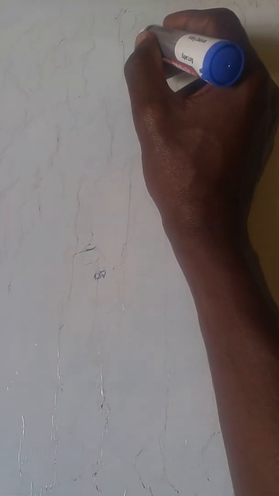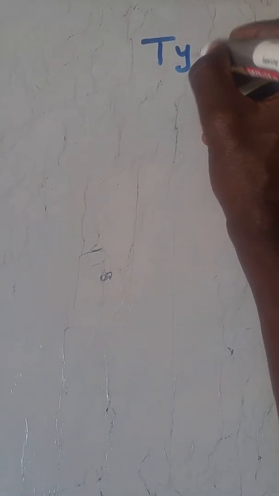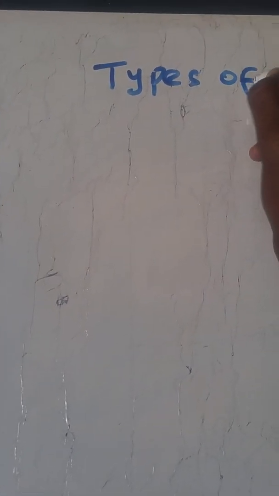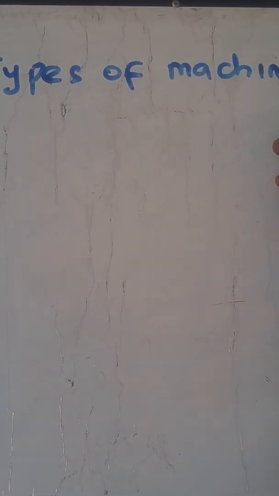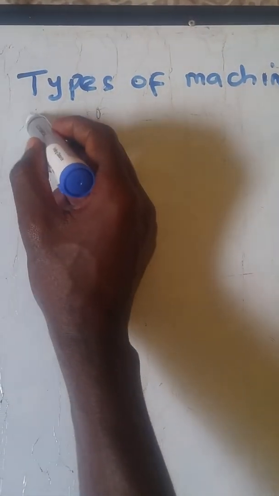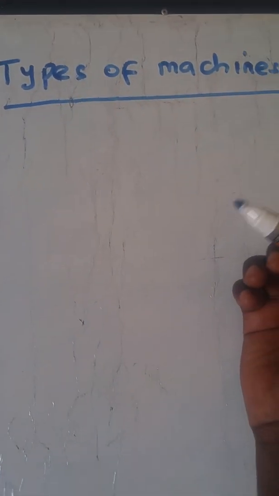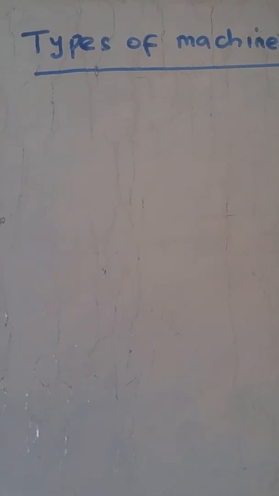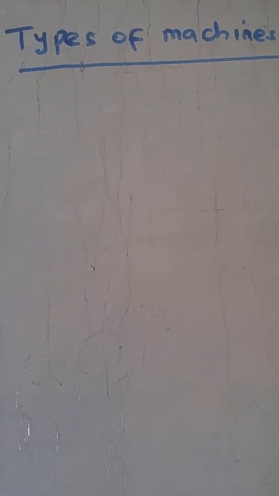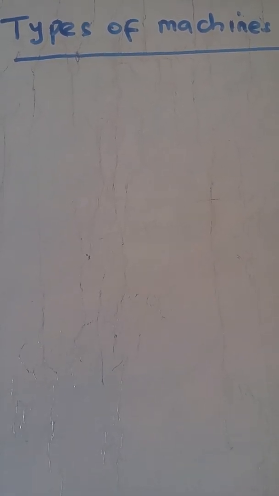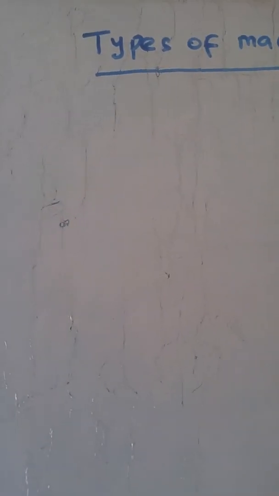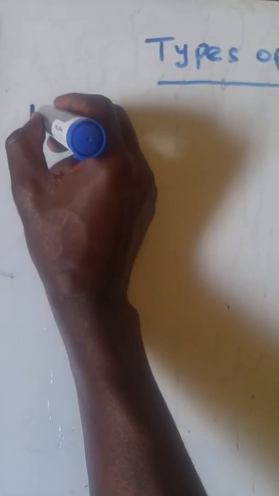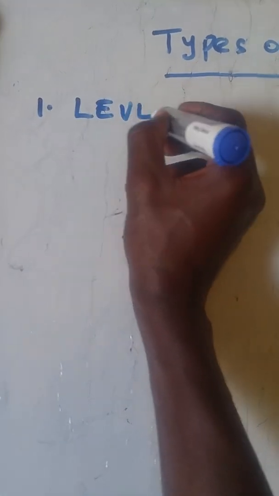So let us now look at types of machines. Now we said we have very many examples of machines, types. We had the levers, the pulleys, the inclined plane, the gears, the wheel and axle, the screw, and so on. So let's begin with the first type. And the very first type we are going to look at are levers.